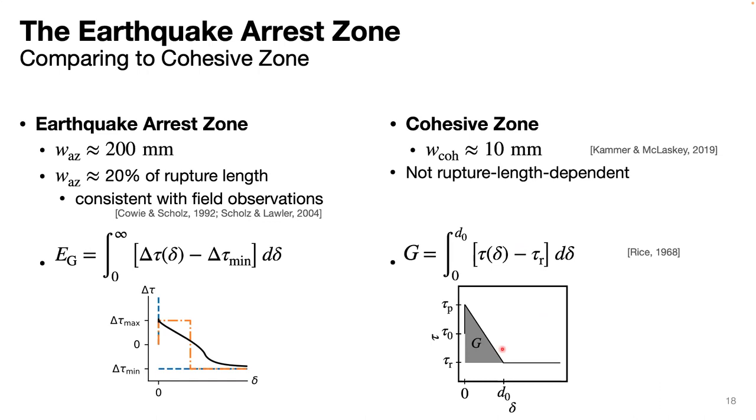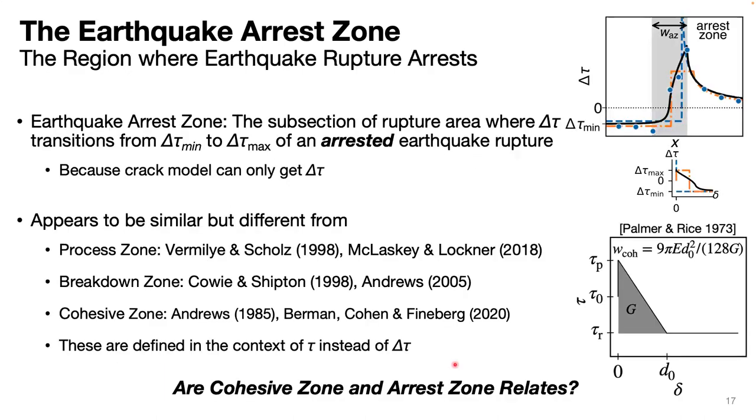Finally, because... Sorry, can I ask you a question because I misunderstood, I got lost. When you discuss the earthquake arrest zone, you are referring to the termination of the rupture of the whole fault plane, not the healing of slip in an individual point in the fault during rupture.